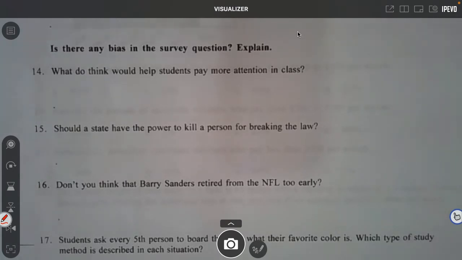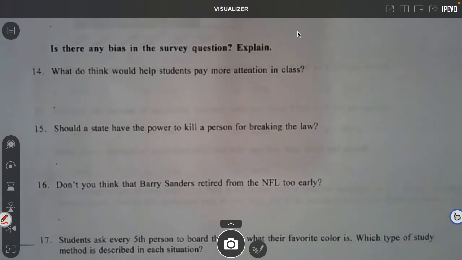It says they have the power to kill a person for breaking the law. Wait, so what do we put on 14? I didn't see any bias in that one. Let me see what they said. It says, what do you think? No bias. It was not a loaded question. It's not leading. It doesn't have several different things going on at once in the question. It's just a simple question. Should a state have the power to kill a person?